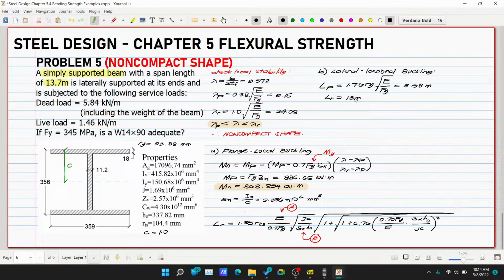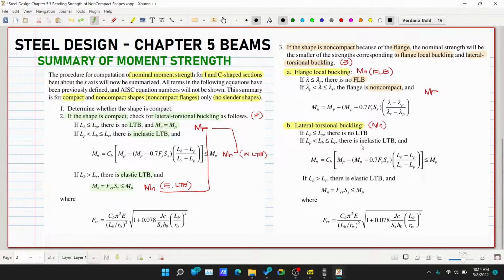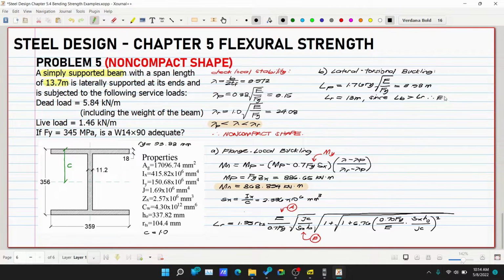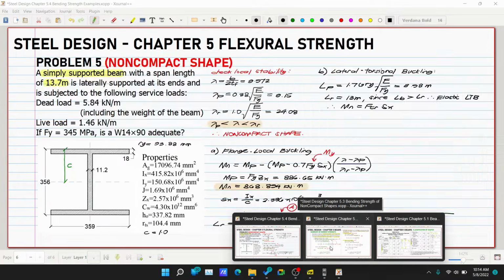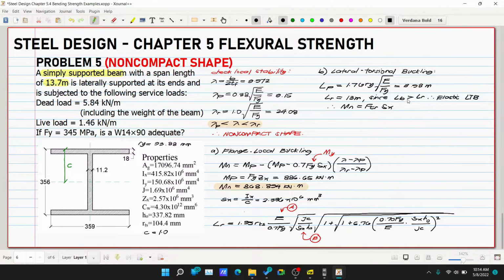Ayan. So, ngayon, yung ating Lb, since ang ating Lb is greater than sa Lr, therefore, dito tayo papasok. Yan. There is elastic lateral torsional buckling. So, elastic LTB or lateral torsional buckling. So, ngayon, ang ating Mn is equivalent to our critical buckling stress na Fcr multiplied by Sx na kung saan dapat less than or equal to Mp.